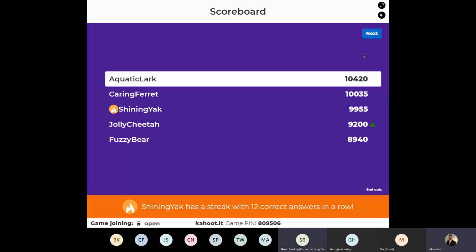Oh my God, we've slipped down. Fuzzy Bear is now into fourth place. Jolly Cheetah has overtaken. Very pleased for Jolly Cheetah, whoever that is. Shining Yak and Karen Ferret are still at each other's throats. And Karen Ferret is not letting go of Aquatic Lark, whoever that is. Well done, Aquatic Lark. Right, on to the final question then. Eyes down, here we go.